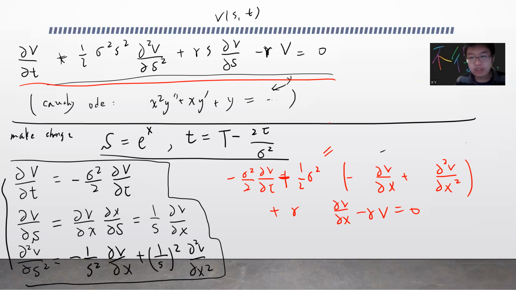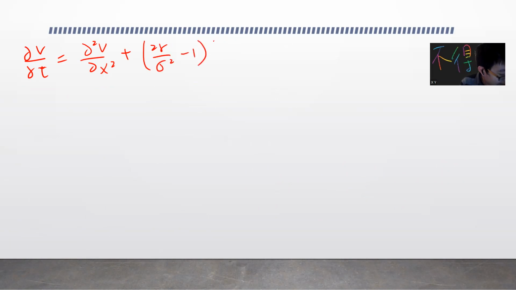Let me just clear this, and you can try to compute, but it's very easy, just some algebra. After you simplify, you get partial v partial tau equals partial squared v partial x squared plus (2r divided by sigma squared minus 1) partial v partial x minus 2r divided by sigma squared v. So we cleaned it, and there's no S. Everything is constant.